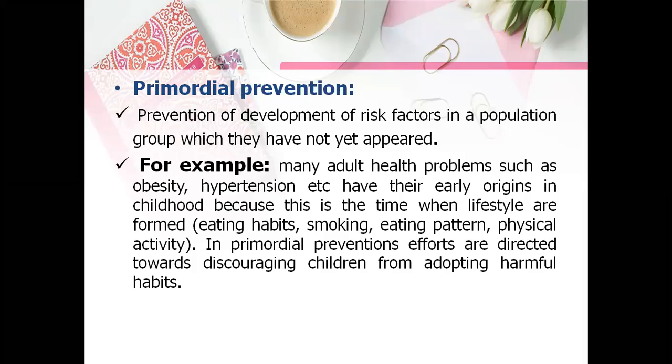Because if you don't do it in the childhood period, it is very difficult to make lifestyle changes when they reach adulthood. So everything should start when they are young. If you make them follow a very good lifestyle and eating habits from a younger age, it will be easy for the individual to carry on the same lifestyle habits in later life. So that is the meaning of primordial prevention. This is how we try to remove the occurrence of any risk factors.